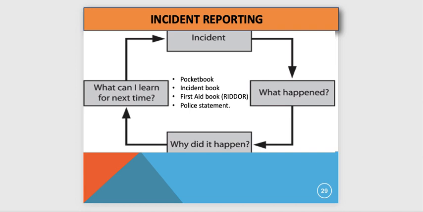Okay, so what sort of things are you going to be looking at? A pocketbook. It's always important to have a pocketbook. You should have one anyway, as we discussed before in the briefings, because obviously it's important you write the information down, but it's also used to write descriptions of people. An incident book. Obviously do that from the information in your pocketbook. First aid books, you've got RIDDOR. RIDDOR is a reporting chain for first aid. I'll explain this a little bit more in Unit 6, and obviously a police statement. Okay, so that's the importance of an incident report for the conflict management side.